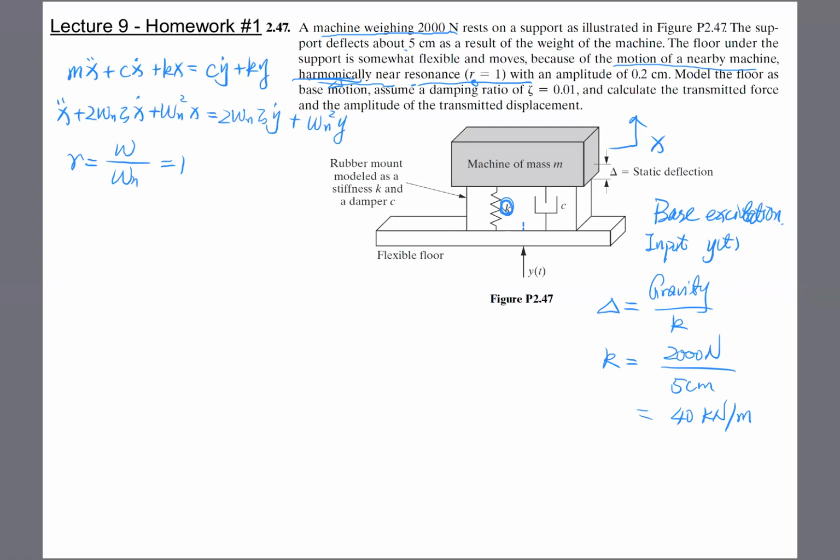And then we know the amplitude is 0.2 centimeter. So we know the amplitude of X is 0.2 centimeter. And also this gives us the system damping ratio, 0.01. Okay, so because it gives us this X displacement, that means it's better for us to choose X as output, right?